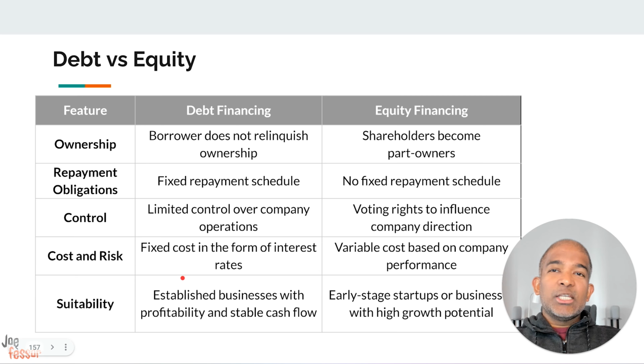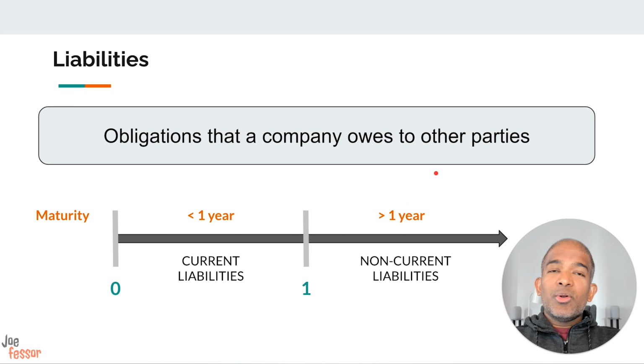Interest payment on debt is usually tax deductible, while dividends paid to shareholders are not tax deductible. Understanding these differences helps businesses choose the right financing. Debt is often used by established businesses with stable cash flow, while equity might be favored by high-growth startups. At their core, liabilities represent obligations a company has to outside parties.